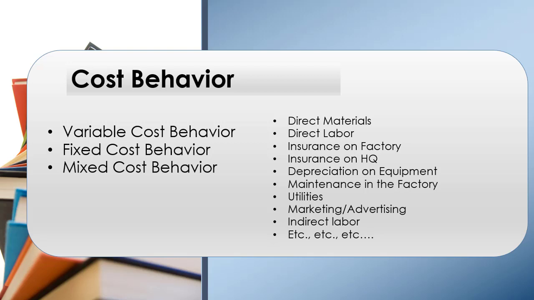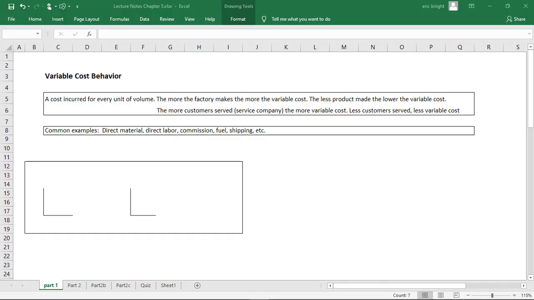Like in the past, when we categorized them based on whether or not they were associated with the product or the period, now we're categorizing based on what type of behavior each of these costs have. And when we understand the behavior of each of these costs, then we can put them in a category based on variable, fixed, or sometimes mixed cost. So let's first look at the variable cost behavior.